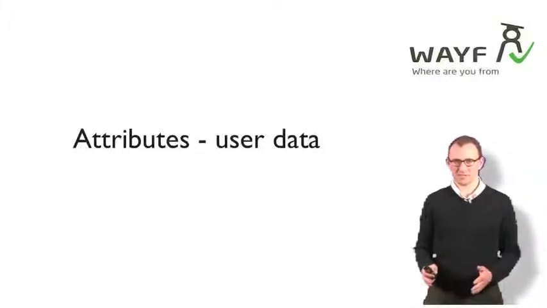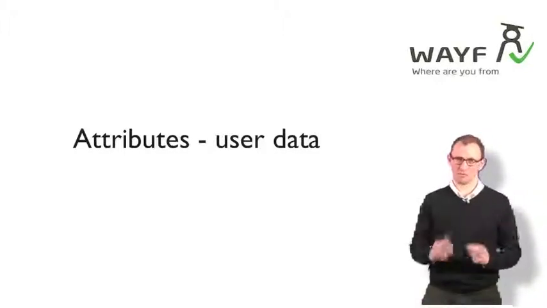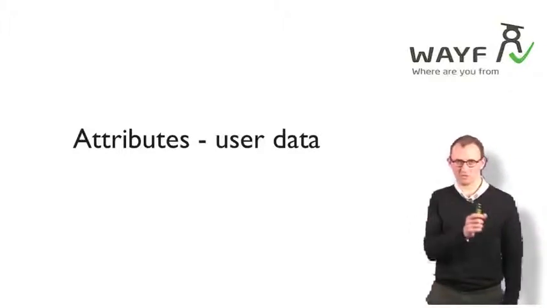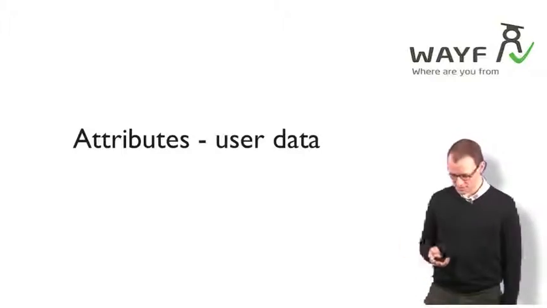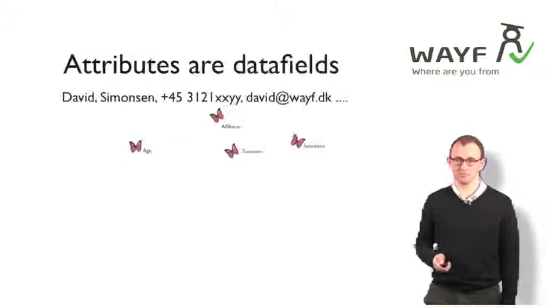Electronic identities have to be expressed in some sort of way. And attributes are at the core of the business here. Attributes are the data fields that are being transported back and forth. It's about the user. Let's see what attributes are, what they look like, and how they can be used.